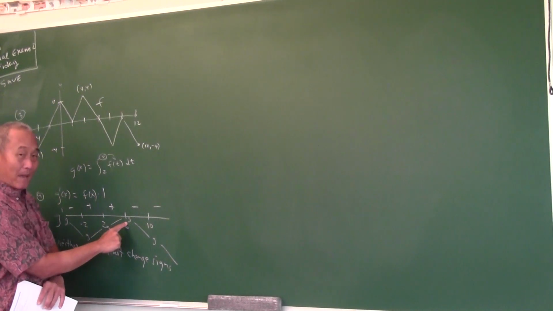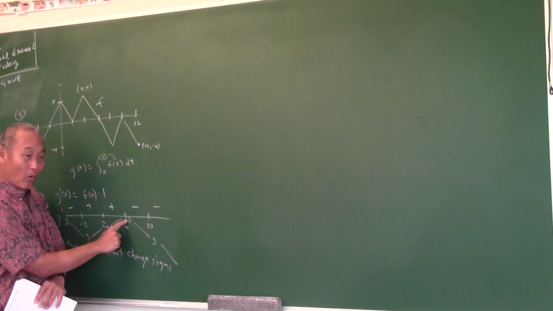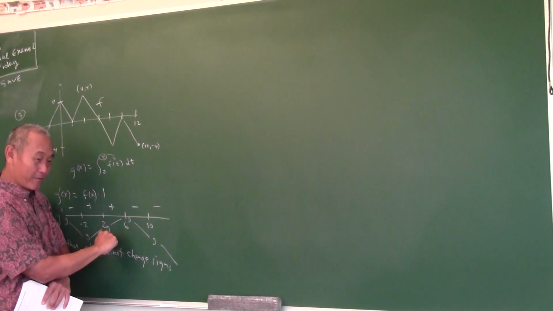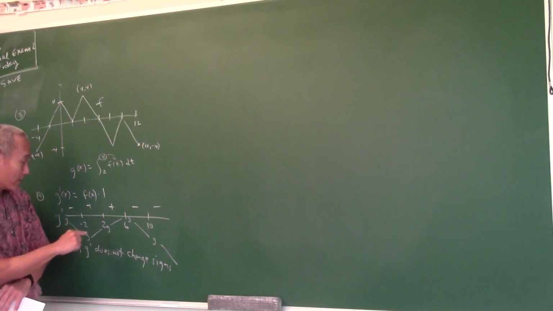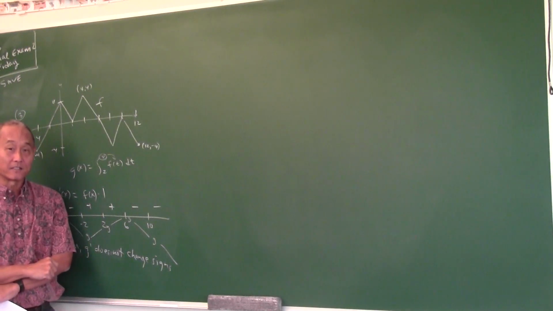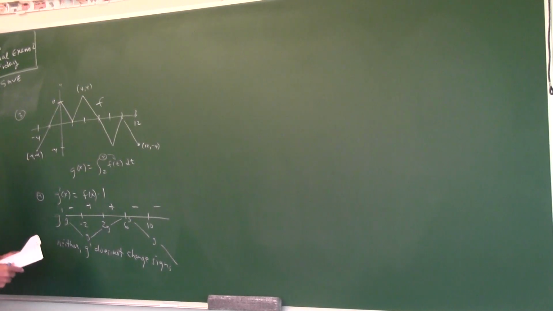What about at 6? Max, min, or neither? Well, there's a maximum there. Why? Because G prime changed from positive to negative. What about at 2? Neither, because G prime did not change signs. That's how you justify your answer.